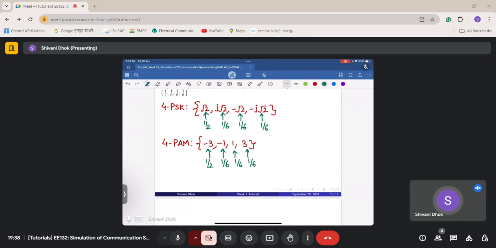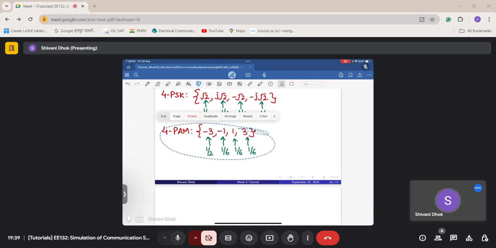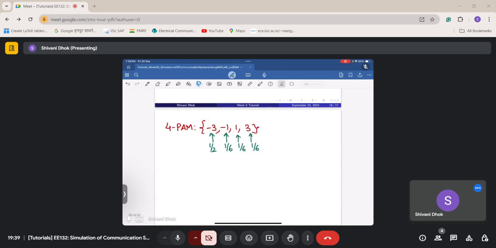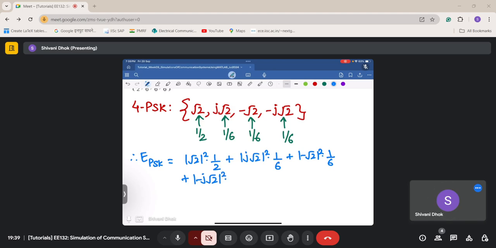Now let us figure out the energy for this 4 PSK. I'll just copy paste this on the next page. So E_PSK will be equal to magnitude of root 2 square into its probability, that is 1 by 2, plus magnitude of j into root 2 square into its probability 1 by 6, plus magnitude of minus root 2 square into its probability 1 by 6, plus magnitude of minus j root 2 square into probability 1 by 6. So magnitude of root 2 squared is 2, into 1 by 2, plus 2 into 1 by 6, plus 2 into 1 by 6, plus 2 into 1 by 6.